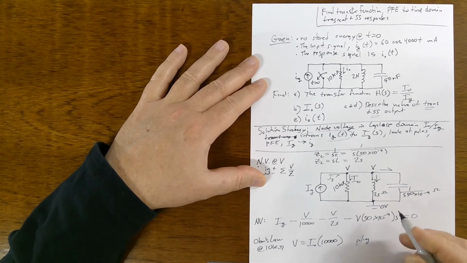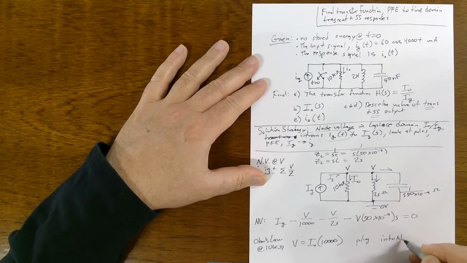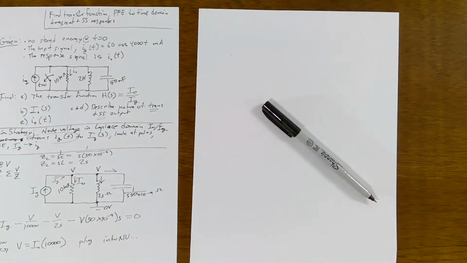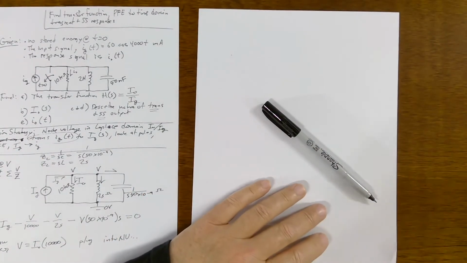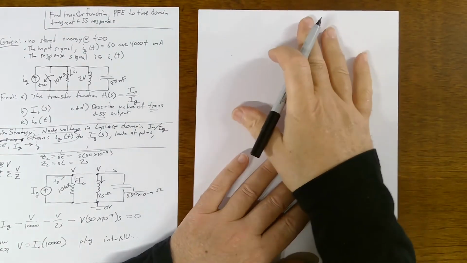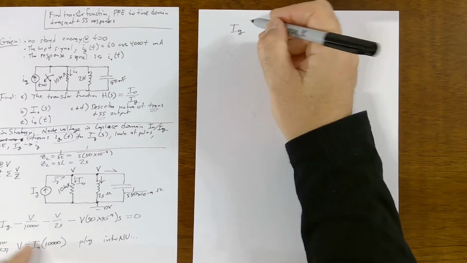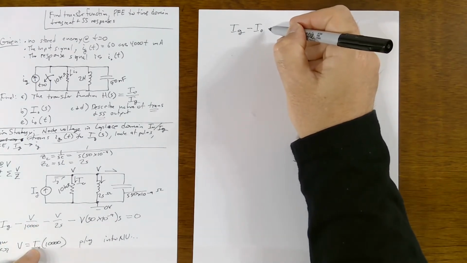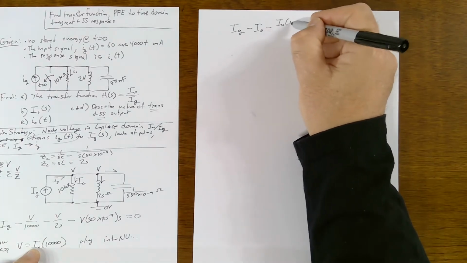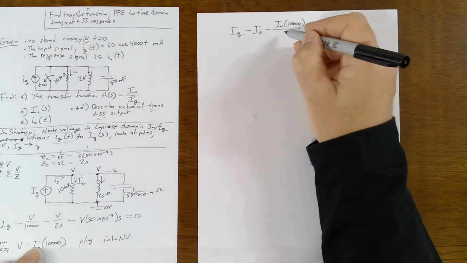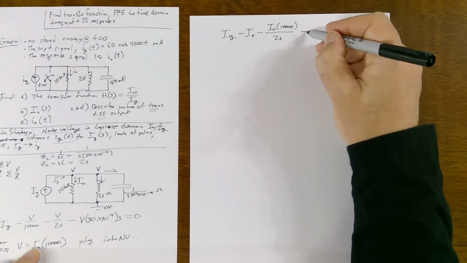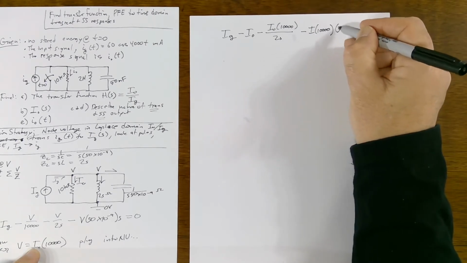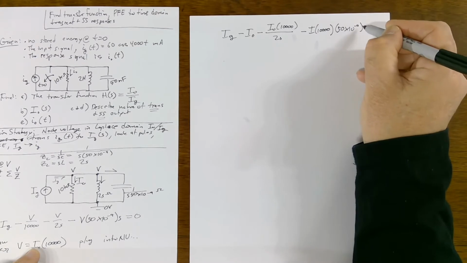So plug that into the node voltage equation. And what we get, just plugging in these V's, is I sub G minus I sub 0, the 10,000s cancel, minus I sub 0 times 10,000 over 2s, minus I sub 0 times 10,000 times 50 times 10 to the minus 9th s.